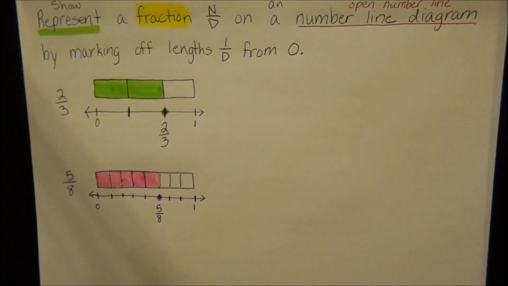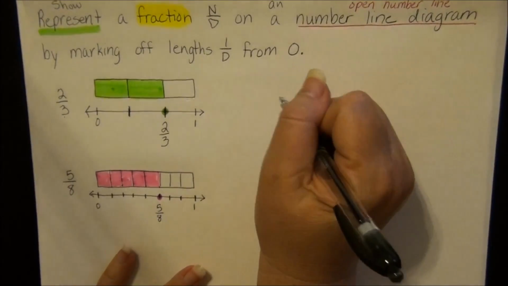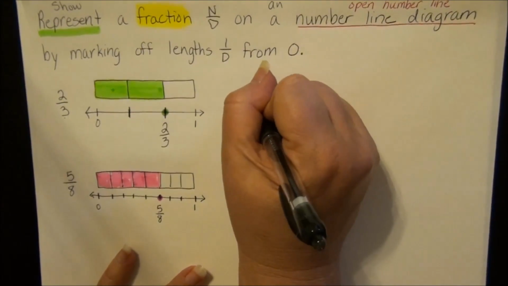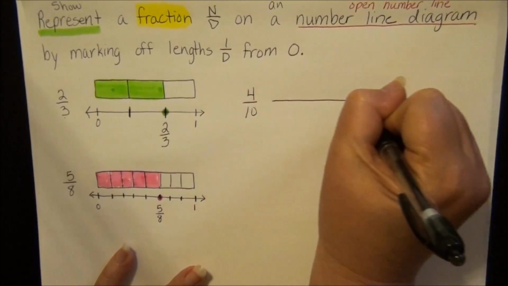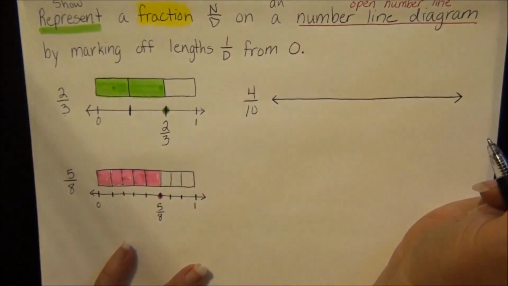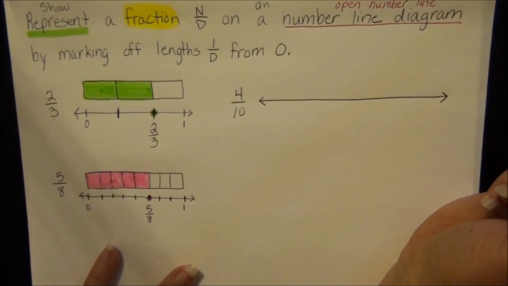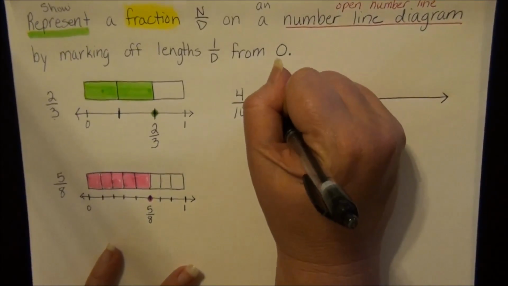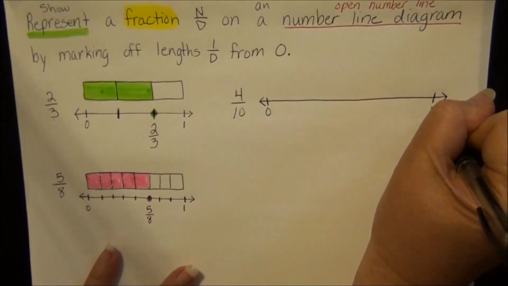Okay, let's try 2 or 3, actually we're going to do 3 without the candy bar. So we're taking it up a notch. So this is going to be 4 out of 10. So I'm going to draw my open number line. Now if you still need candy bars, feel free to draw your candy bars. But if you're ready to move away from candy bars and you don't want to write so much, here we go. Starting point, end point, 0 and 1.